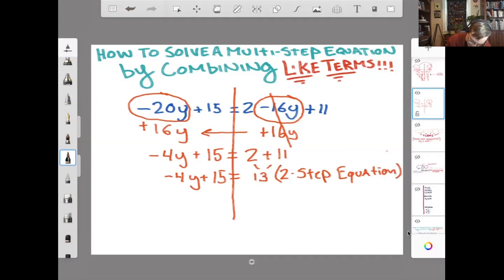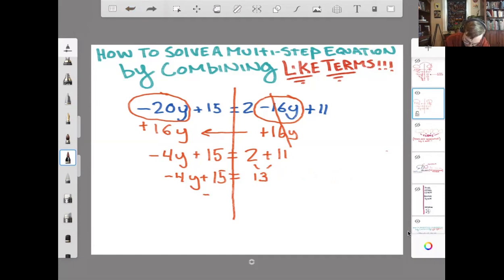It has multiplication in it, and it has addition in it. So in order to solve this two-step equation, as you know from previous lessons, you need to start with the addition and subtraction in the problem. Let's get rid of this positive 15. We have to move the positive 15 because if we move the 13, there will be nothing left on this side of the equal sign, and we won't be able to find the value of y.